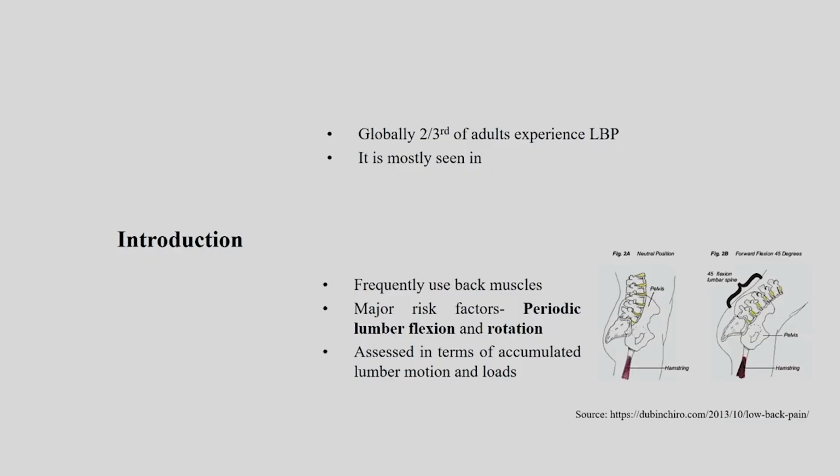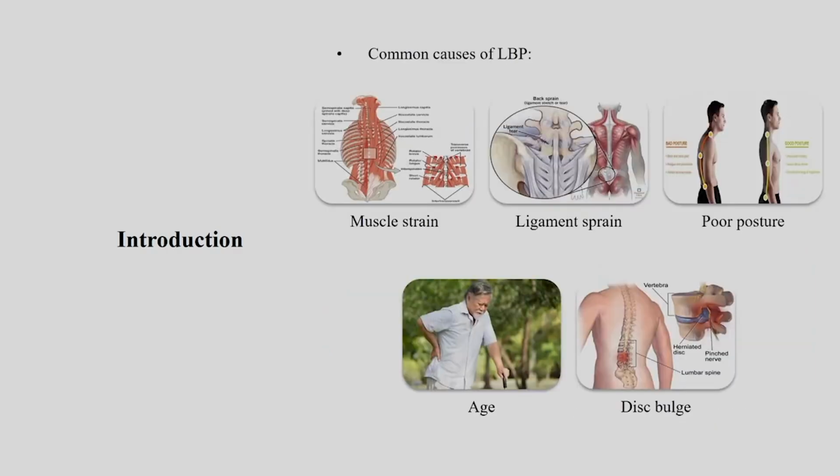So, the causal factors of low back pain are varied in nature. So, it is very difficult to pinpoint that these are the only causal factors causing the low back pain. So, frequently used back muscles are going to cause your low back pain. Major risk factors are periodic lumbar flexion and rotation, assessed in terms of accumulated lumbar motion and load through this particular instrument, and these are the identified causal factors, but these are not the only ones, there are some more.